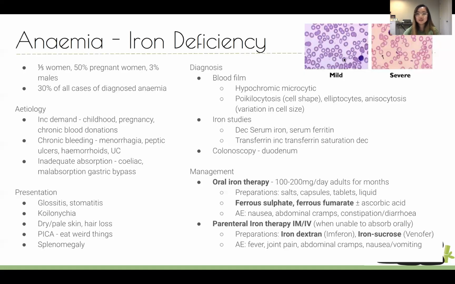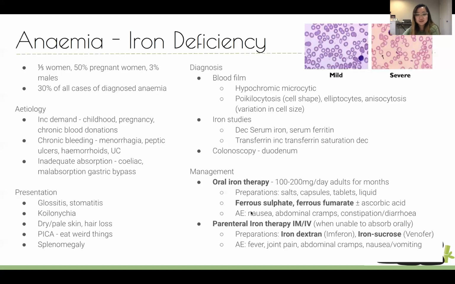You can do a colonoscopy to check the duodenum, see if there's anything wrong there, and blood film will show hypochromic microcytic anemia. So you know it's hypochromic because you have these like little bits in the middle, which is a bit pale and it's bigger than usual. So a little bit is okay, big is not okay. You can also get poikilocytosis, so that's differences in cell shape. Elliptocytes, which are like pencil cells, they're like long and oval, and anisocytosis, I hate these words, which is variation in cell size.